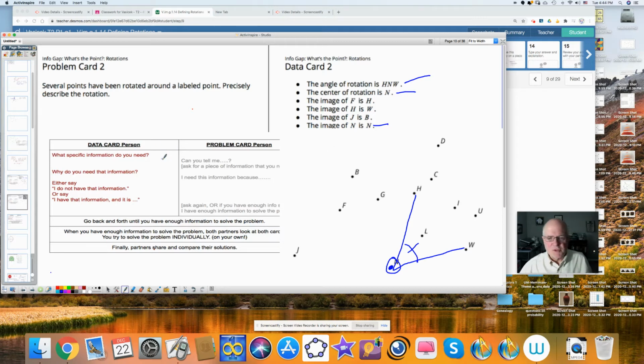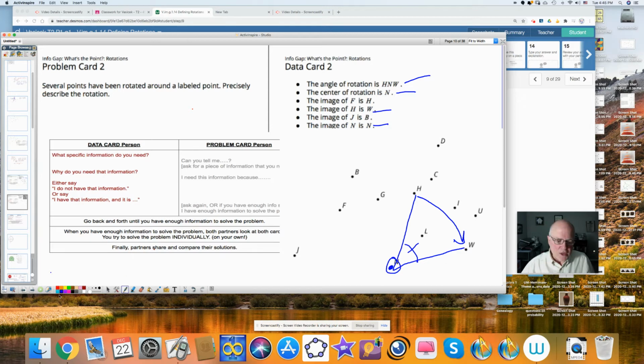What specific information do you need? To figure out which way it's going, I need to know if H is going to W, or if W is going to H. Can you tell me the image of H? Why do you need that information? Well, if I knew the image of H was W, I know it's going this way. If I knew it's going to F, I know it's going this other way. So that's why. I have that information. The image of H is W. I have enough information to solve this.